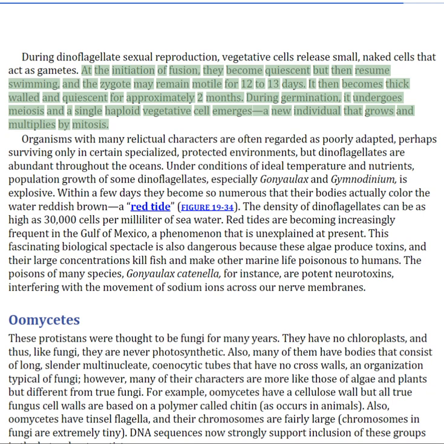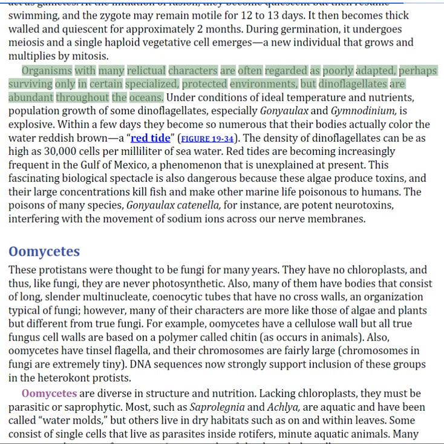During germination, it undergoes meiosis and a single haploid vegetative cell emerges, a new individual that grows and multiplies by mitosis. Organisms with many relictual characters are often regarded as poorly adapted, perhaps surviving only in certain specialized, protected environments, but dinoflagellates are abundant throughout the oceans.